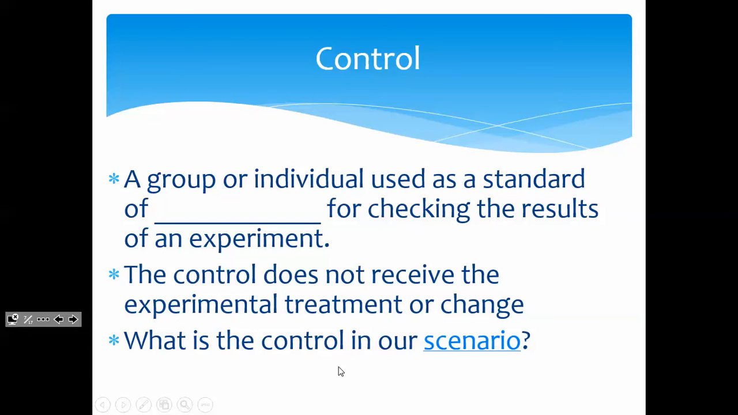The control, this part of the experiment trips up a lot of students. The control is a group or individual used as a standard for comparison for checking the results of an experiment. So the control does not receive any experimental treatment or change.